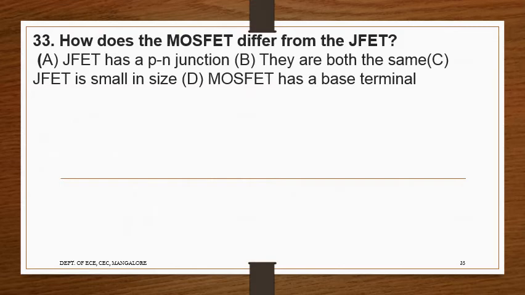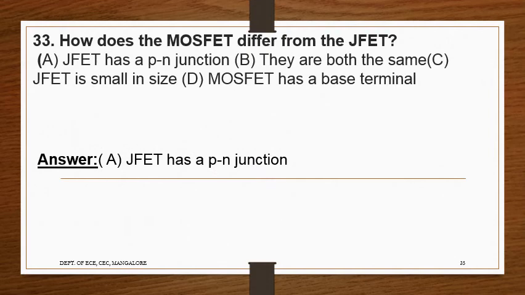How does the MOSFET differ from a JFET? A, JFET has a PN junction. B, they are both same. C, JFET is smaller in size. D, MOSFET has a base terminal. The answer is A, JFET has a PN junction.